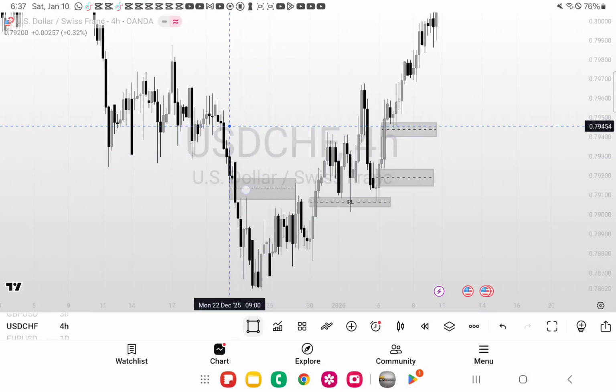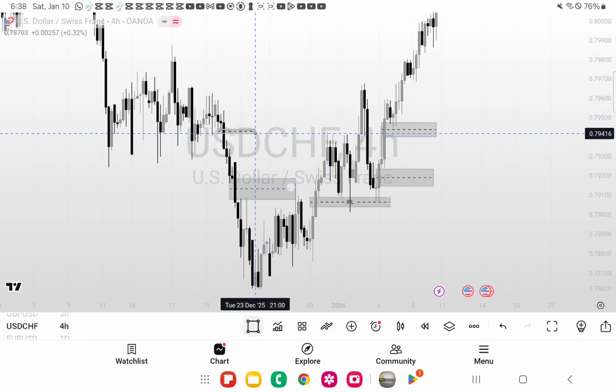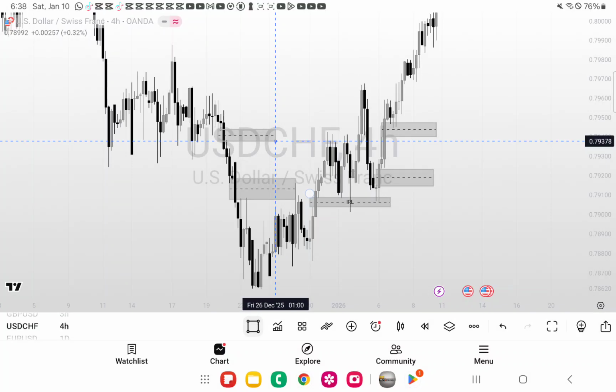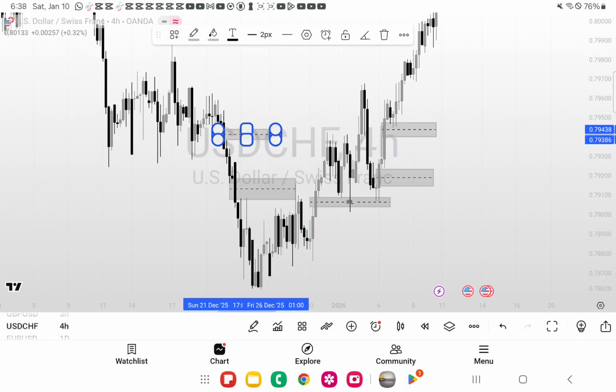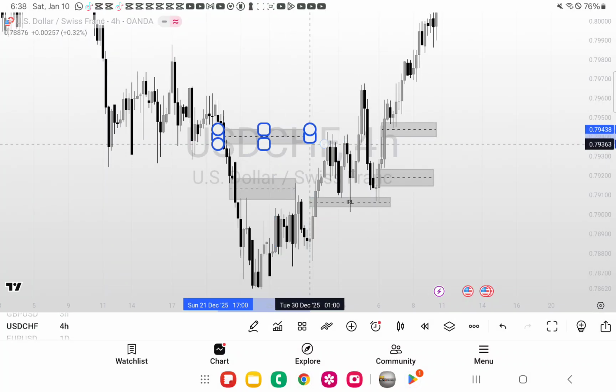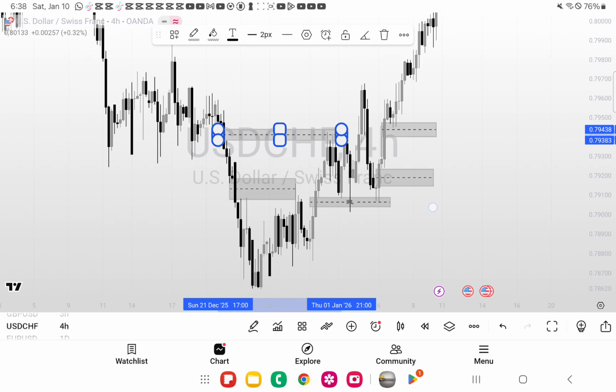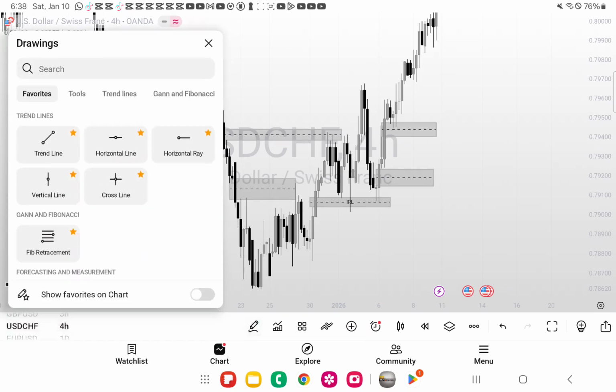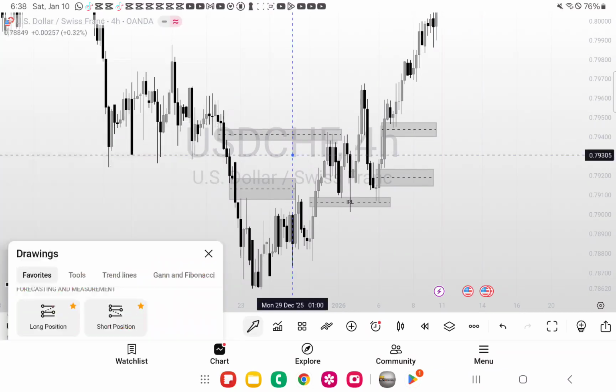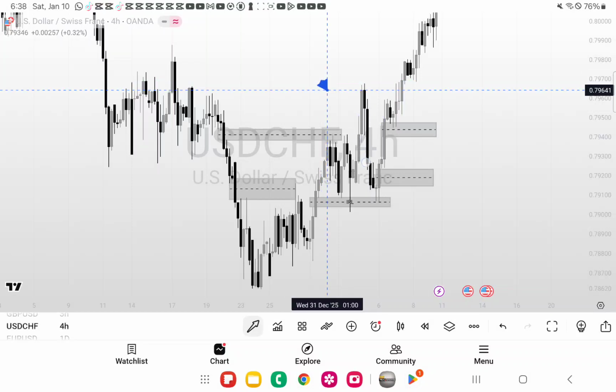Above this area, we also have another fair value gap. Price didn't tap into this zone, but once price was coming back, if you drag it to the other side, you see how price respected the fair value gap in this area. You can clearly see how price respected the fair value gap.